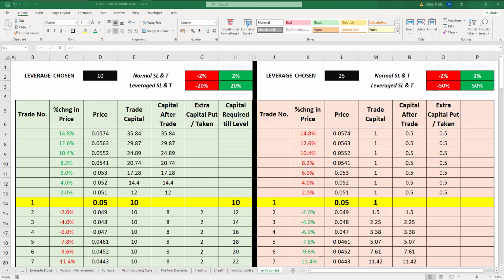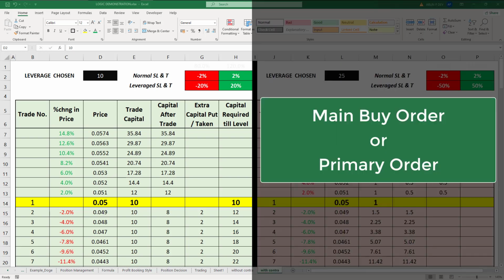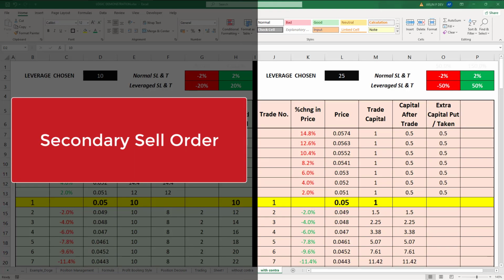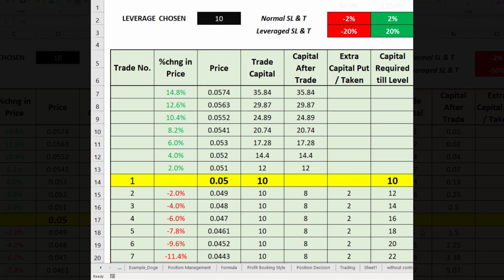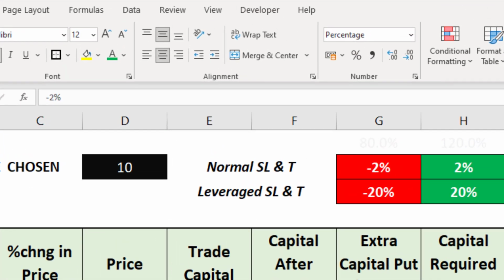So in this model, instead of one single position, we will be using two contra positions. One will be our previous buy order type. We can call it the primary order. The second would be a sell order, and we can call it the secondary order. The only difference in the primary order that we use here compared to the previous cases is that we will take a risk to reward ratio of 1:1, meaning SL would be 2% and target would also be 2%.